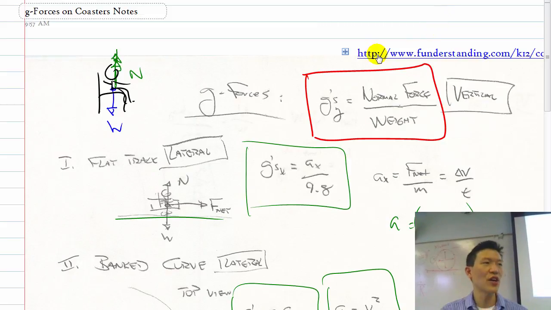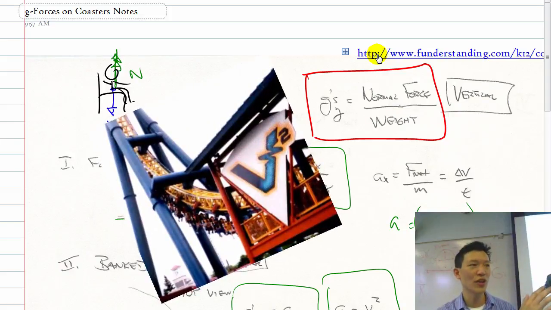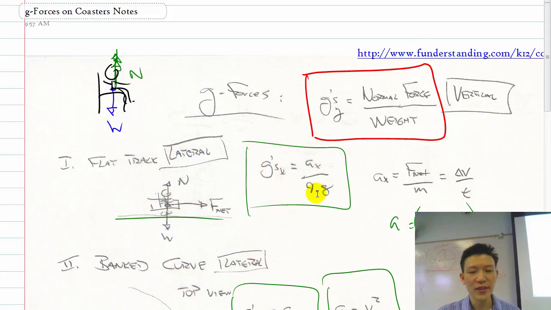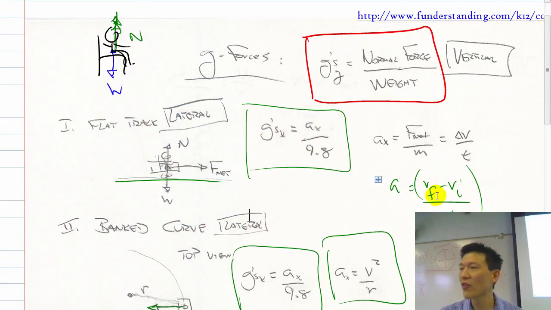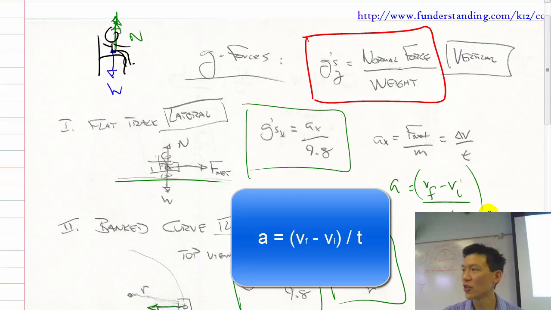So the first kind of G you can feel is called the lateral G. This is just when you're sitting in the cart and then it takes off. Greatest example of lateral G's is the V2 at Great America. It uses magnets to shoot you forwards. And all it is, you take your acceleration and you divide it by 9.8. And your acceleration is just your final minus initial velocity over time.